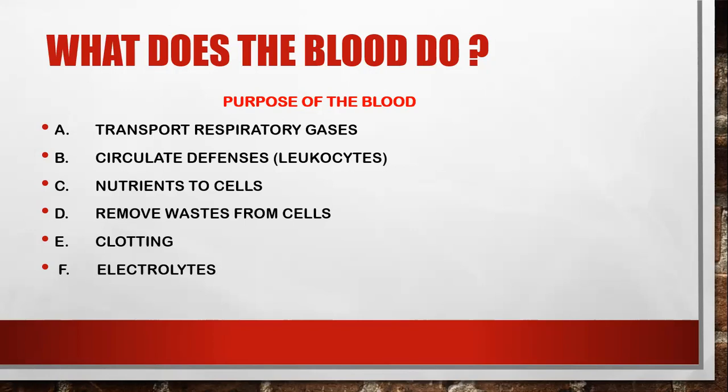It also removes waste from the cell. The blood is responsible for clotting. And then finally, to provide the body with electrolytes. These are the purposes of the blood. One of the oral questions is going to say, tell me the purpose of the blood. You've got to be able to tell them at least 4 of them. And you need to know what the blood does. What all is it responsible for?